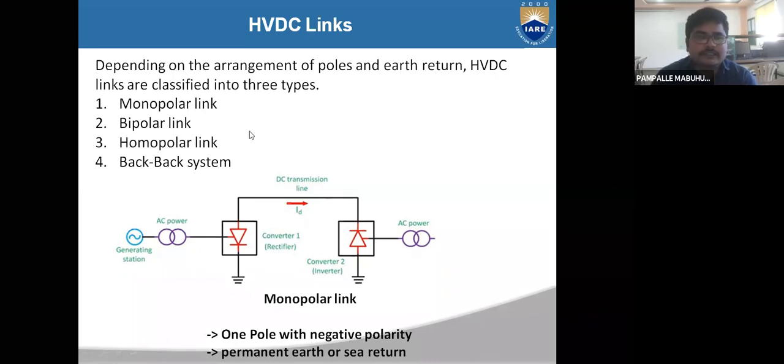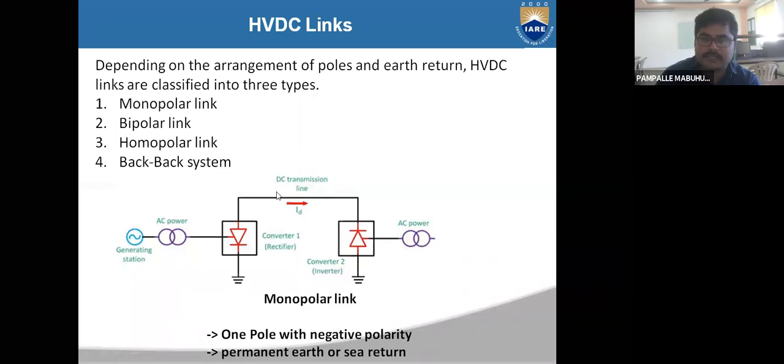These classifications depend upon the arrangement of the poles and earth return. Let us see how the monopolar link is. In this monopolar link, you will have only one pole or one line, and the return path will be either earth or sea. In a monopolar link, you will have one pole with negative polarity.